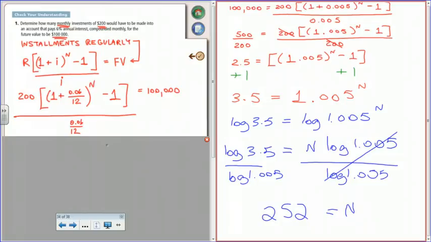So on any exam, they'll ask for a therefore statement to bring out of you what you just found.